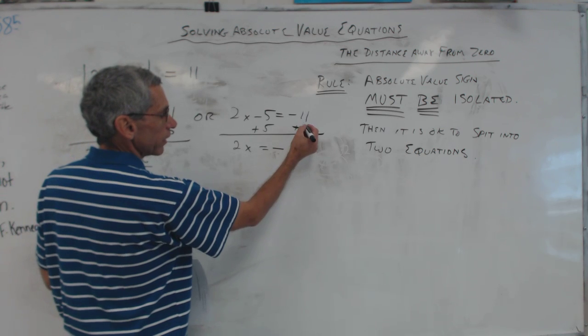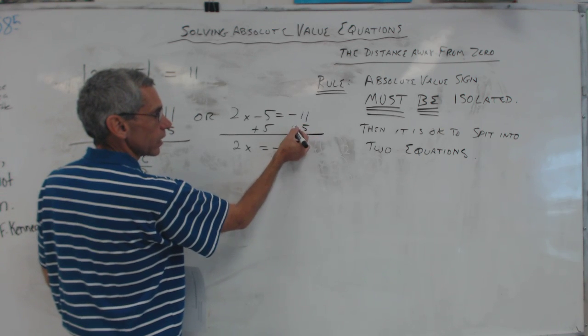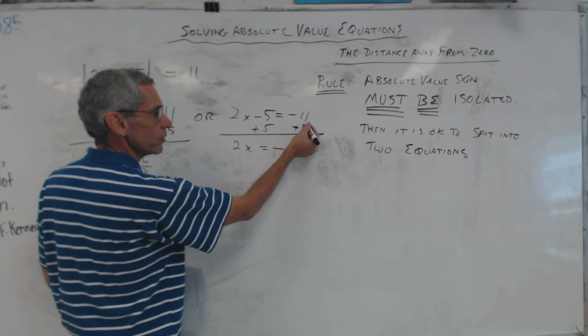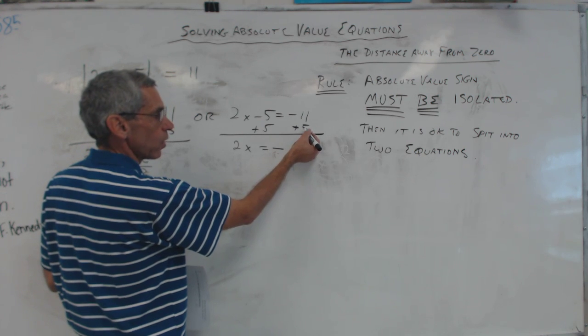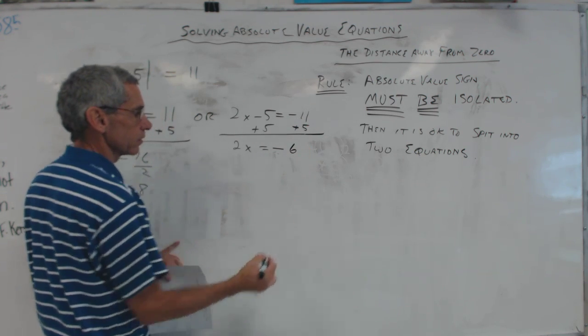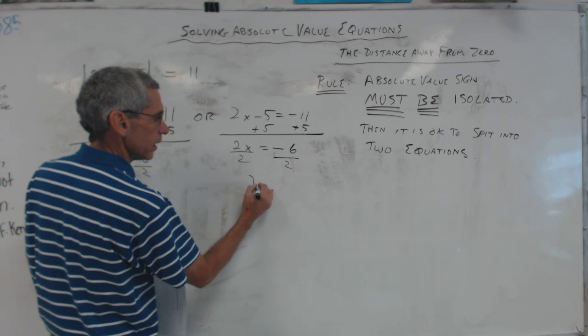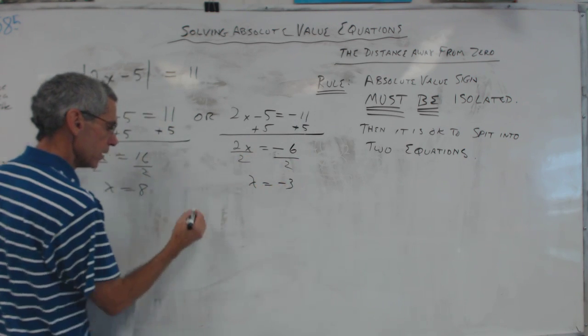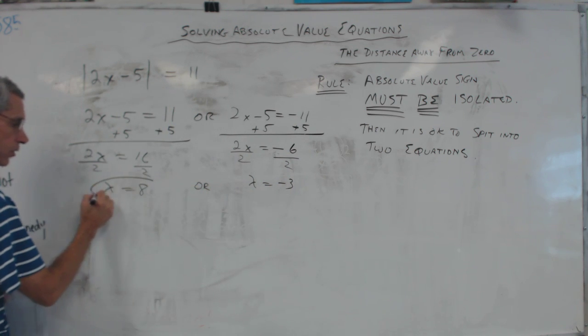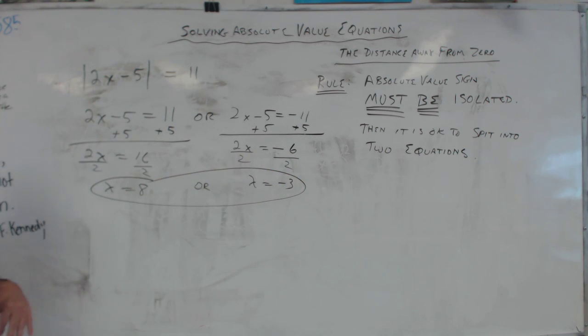And then now I just subtract. When the signs are different, I take the difference of 11 and 5. I subtract the smaller from the bigger, and I get 6. So then I divide by 2. x is equal to negative 3. So I put the word or in there, and I circle it, and I'm done. That's piece of cake, easy.